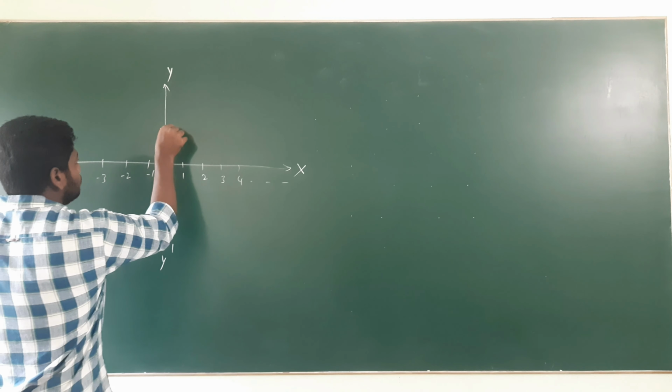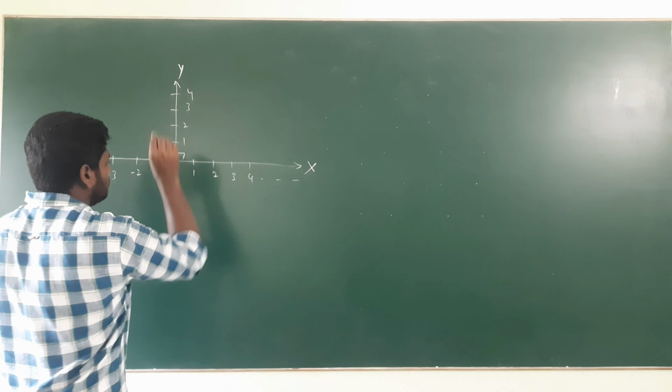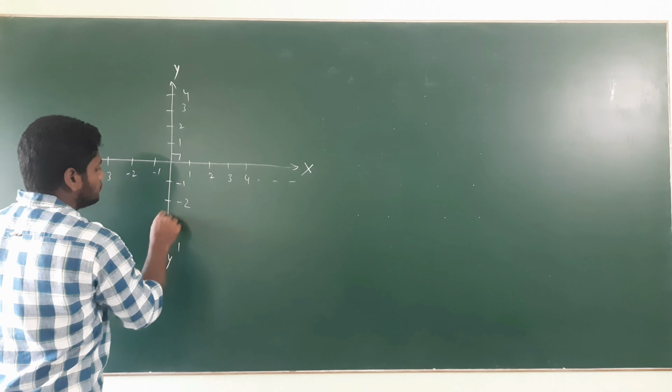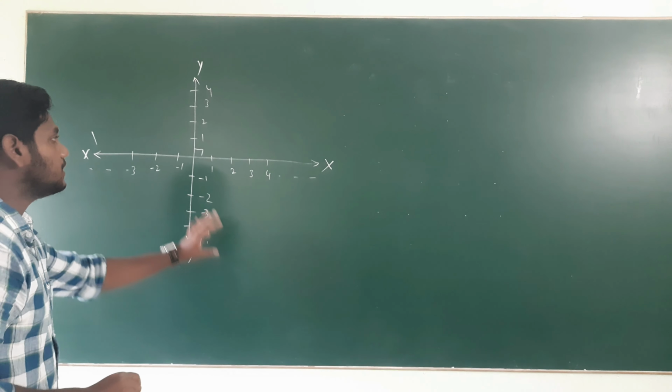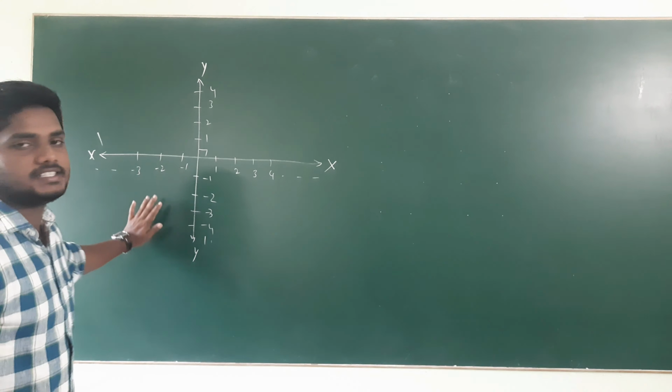Here also 1, 2, 3, 4, so on. Here -1, -2, -3, -4, so on like that. So this is nothing but the Cartesian plane. The Cartesian plane is two mutually perpendicular lines that divide the plane into four equal parts, right? Those four parts we will consider as quadrants, nothing but Q1, Q2, Q3, Q4, right?